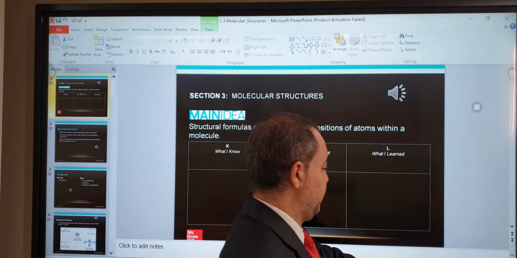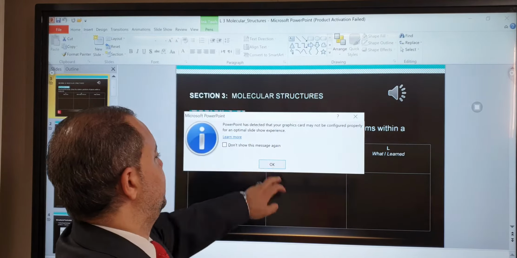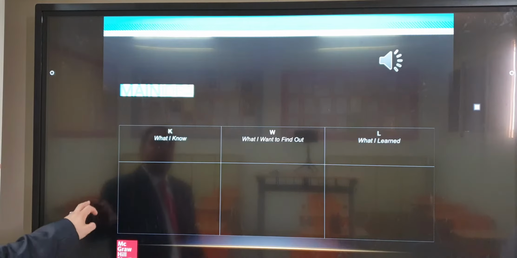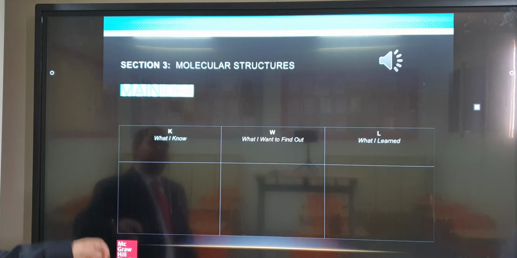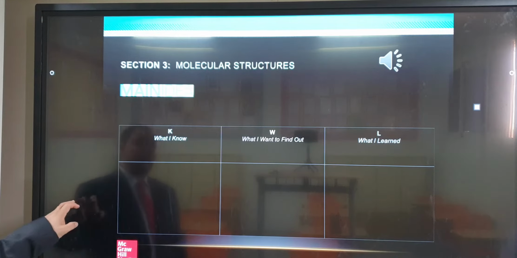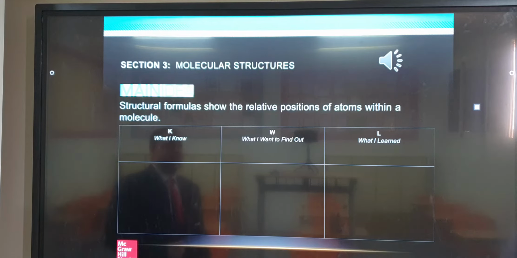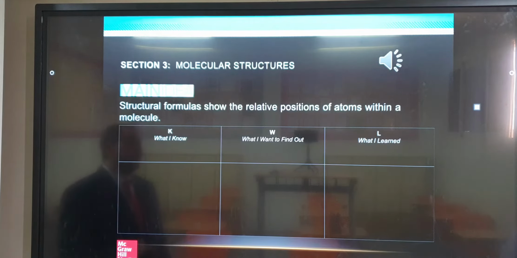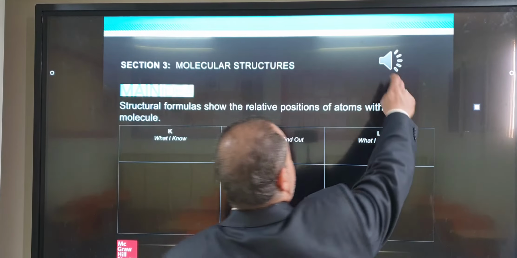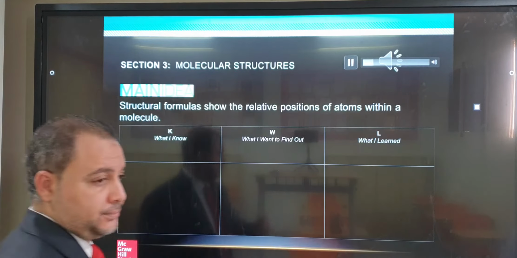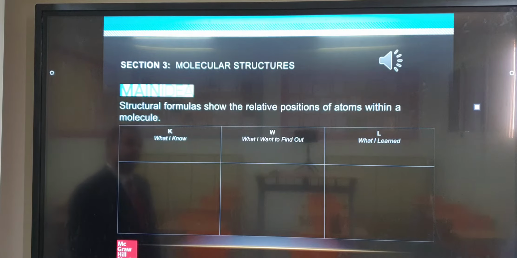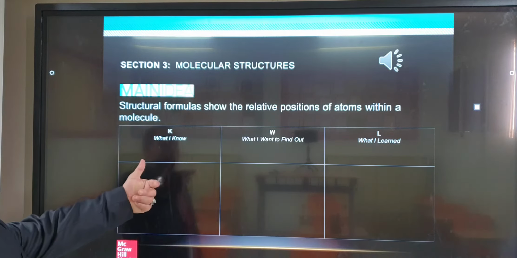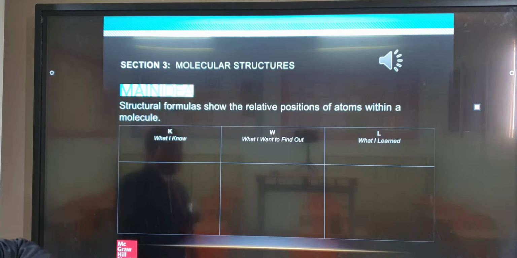First, section 3, which is called molecular structure. Structural formulas show the relative positions of atoms within a molecule. Okay, listen to this, please. Section 3, molecular structures. Structural formulas show the relative positions of atoms within a molecule. Okay, and what I know, what I want to find out, what I learned.